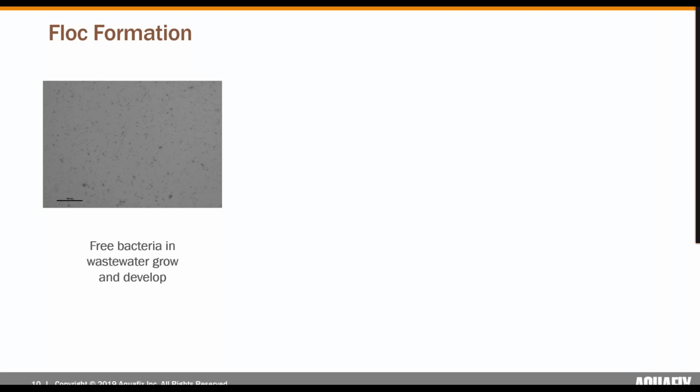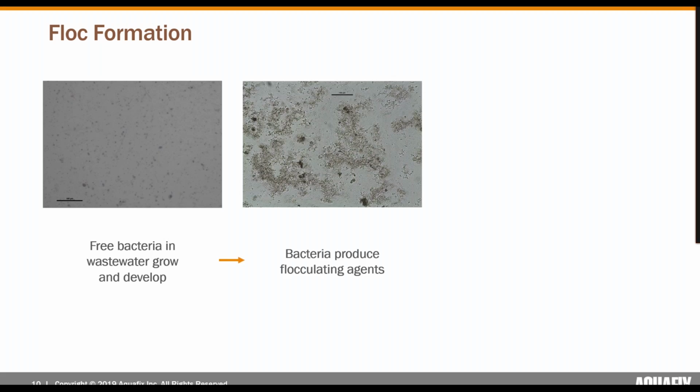In order to form flocculated bacteria, floc formation must begin to occur. As you can see here, free bacteria in wastewater are going to grow and develop as they take in nutrients. Under ideal conditions, bacteria begin to produce and secrete flocculating agents, largely EPS, which we'll discuss further. And thus, as more of these flocculating agents are produced under these ideal conditions, bacteria will grow and begin to stick together and form these groupings that we call floc.